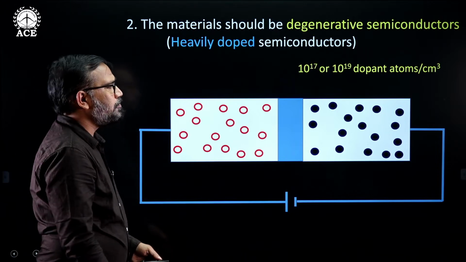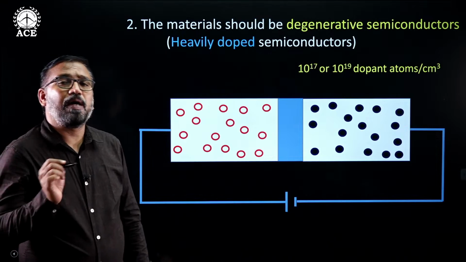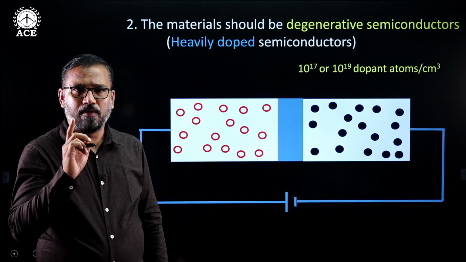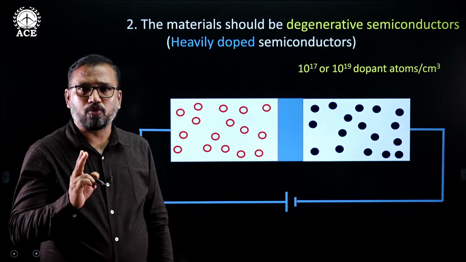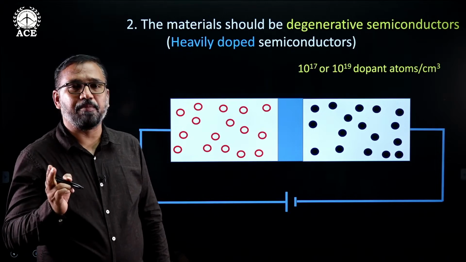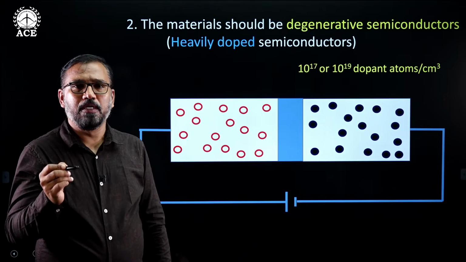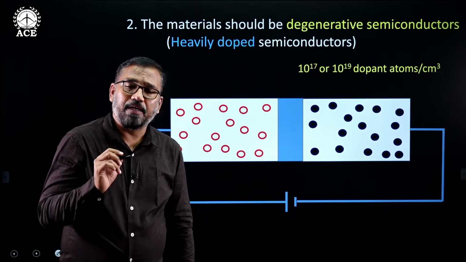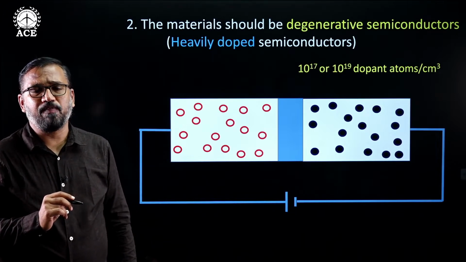So one more important criterion: the semiconductor material should be a direct band gap semiconductor. Second, the semiconductor should be degenerate, meaning heavily doped with more impurities. And the diode should be operated in forward bias.